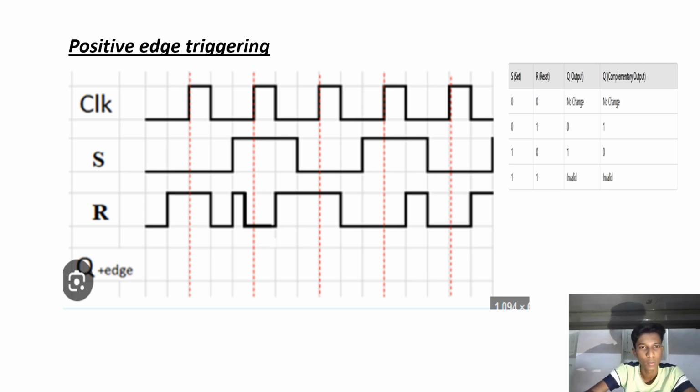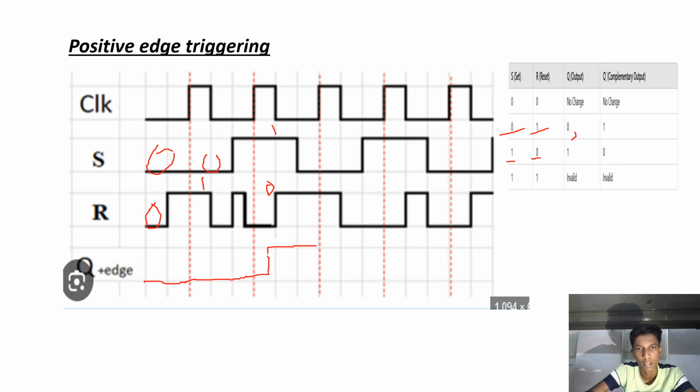If S is equal to 0 and R is equal to 0, there will be no change, meaning the previous state, which is 0. If S is equal to 0 and R is equal to 1, the output will be 0, meaning reset the state. If S is equal to 1 and R is equal to 0, the output will be 1.